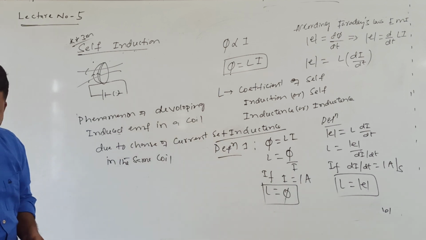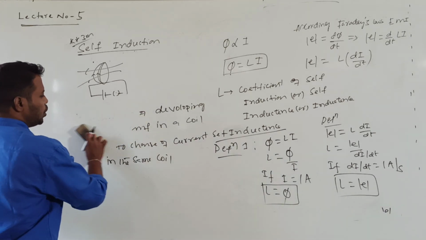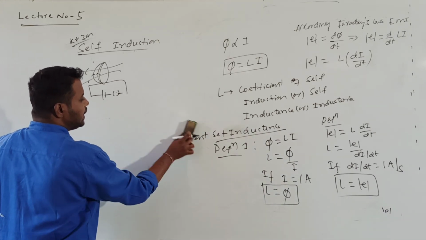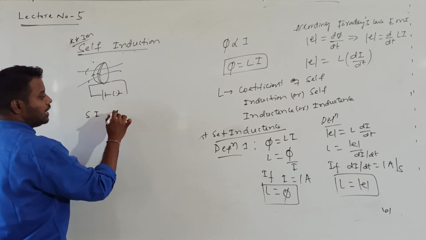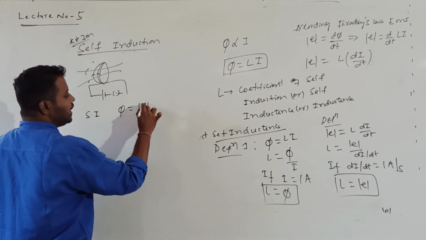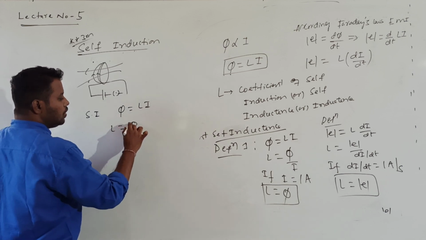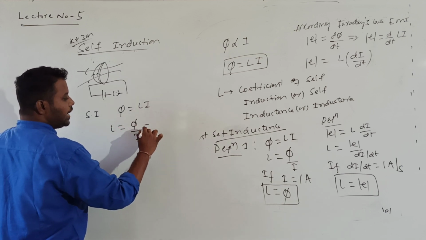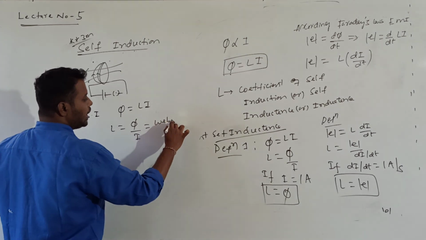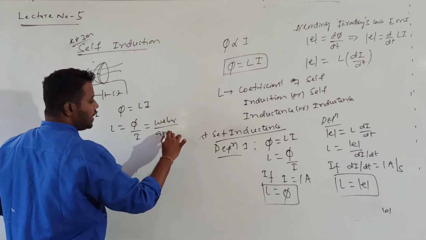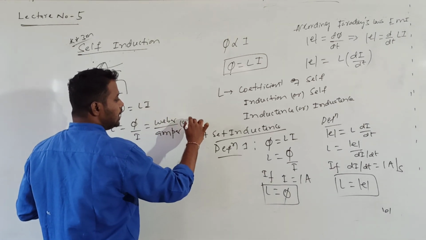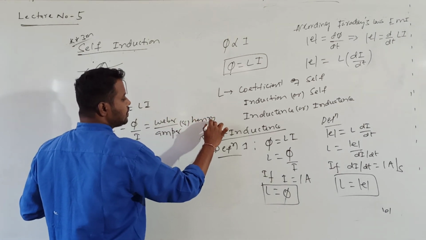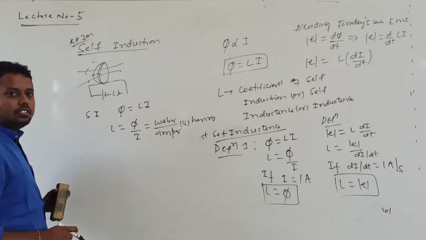Now what are the unit and dimensional formula of this self-inductance? The SI unit: flux phi is equal to L into I, then L is equal to phi divided by I. The SI unit of phi is Weber, divided by ampere. This Weber per ampere has a particular name, that is given as Henry. The dimensional formula is also the same.